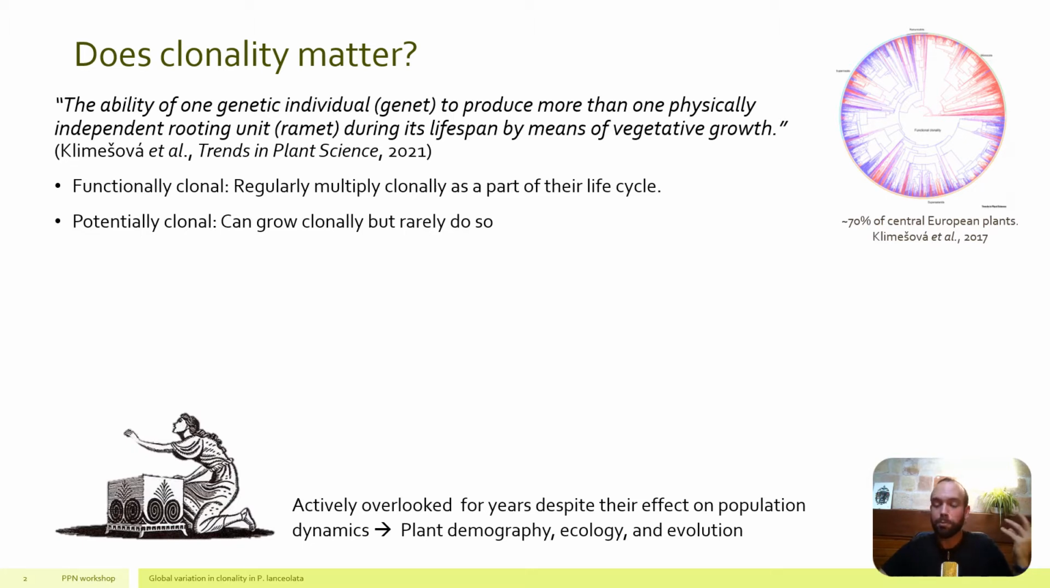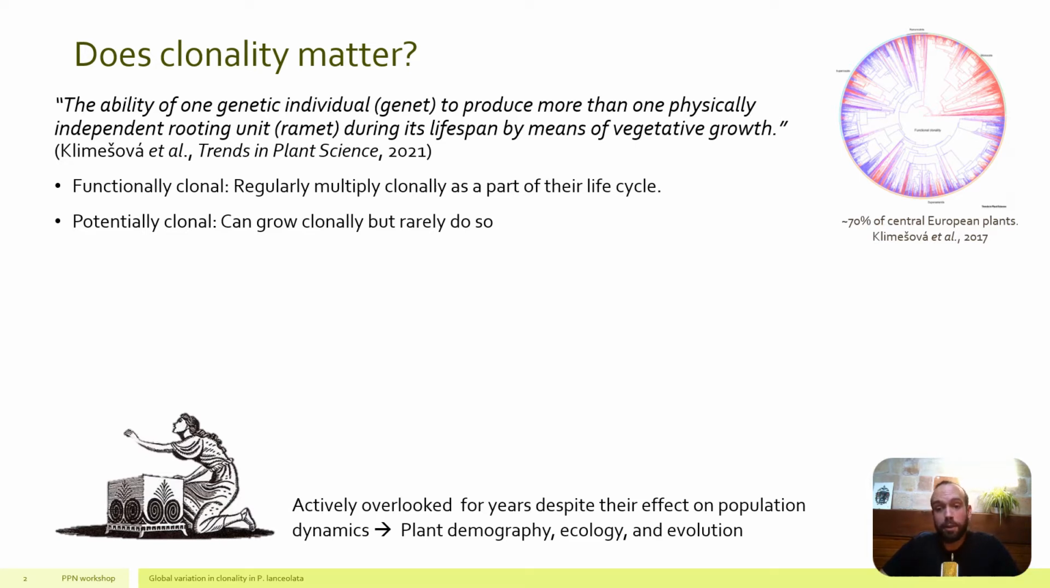And we have to think that it's very important. Why? Because clonality is found in the great majority of the plant kingdom. Some people say that it is like 80% of the angiosperms. And although our species doesn't regularly multiply clonally, it might have the potential to do so. So that's why it's important to consider clonality, paying attention to these claims for the necessity to integrate clonality because there are various effects on population dynamics.